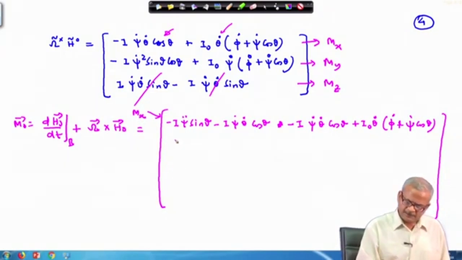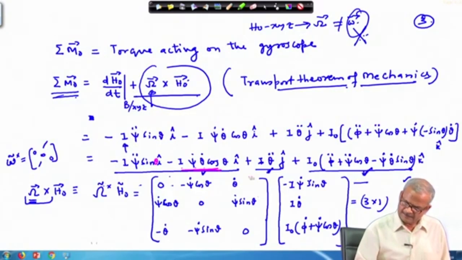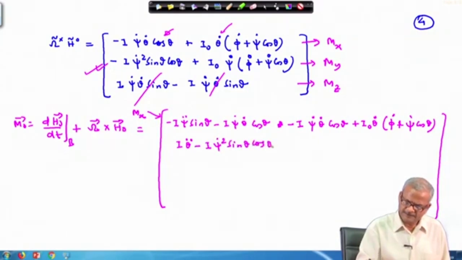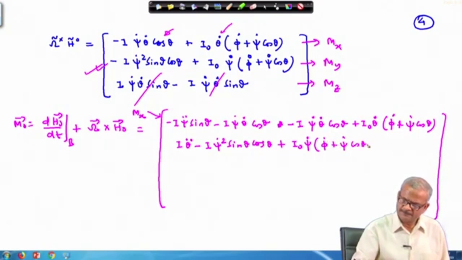Similarly, the other terms we can also write. The second term, going back here, is just I times theta double dot. Then pick up this particular term here: minus I times psi dot square sin theta times cos theta plus I 0 psi dot times phi dot plus psi dot cos theta.